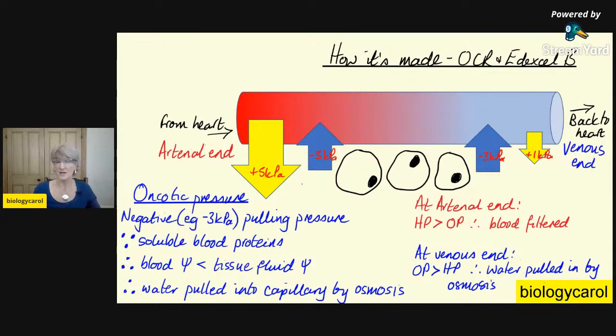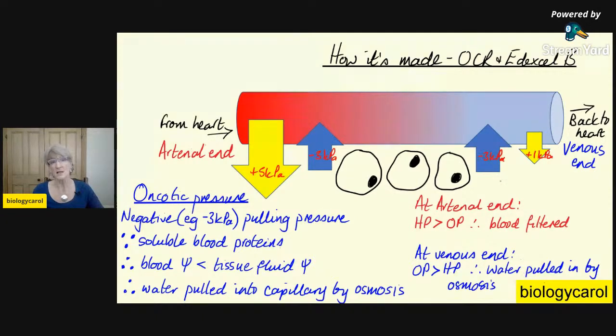Once again, as we've said before, the excess tissue fluid drains into the lymph, exactly as we had in the previous slide. I hope now that this oncotic pressure kind of lays on top of what I had in the previous slide. So, to summarize, at the arterial end, hydrostatic pressure is very high. It's higher than the oncotic pressure. Therefore, the blood is filtered.